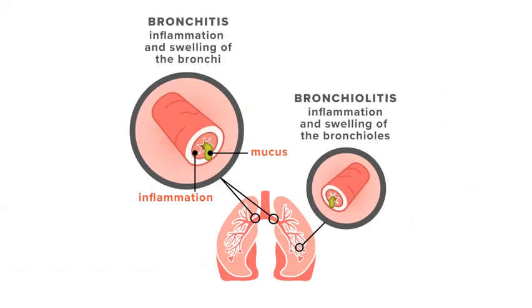All right, I just put this diagram up there, so just recognizing the difference between bronchiolitis and bronchitis. We're going to talk about bronchitis next. Bronchitis is inflammation and swelling of the bronchi, so the larger branches that come off from the trachea that then go into the bronchioles. The bronchioles are the smaller airways that then go into the alveoli. So it's important to know the difference there.